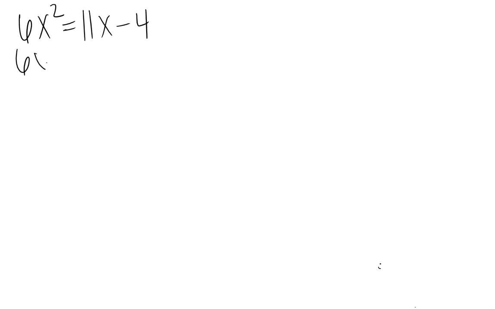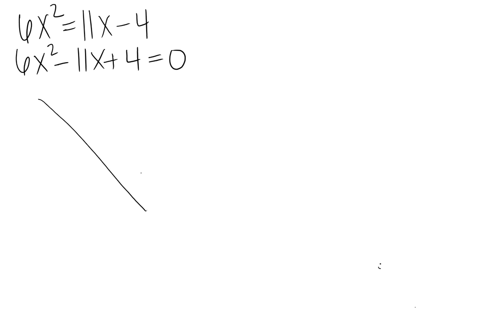So what I'll end up with is 6x squared minus 11x plus 4 equals 0. All right, next step is going to be to look for a GCF. So I've got 6, negative 11, and 4. So this problem doesn't have a GCF, so I can just skip that step. So now I would move to my x.